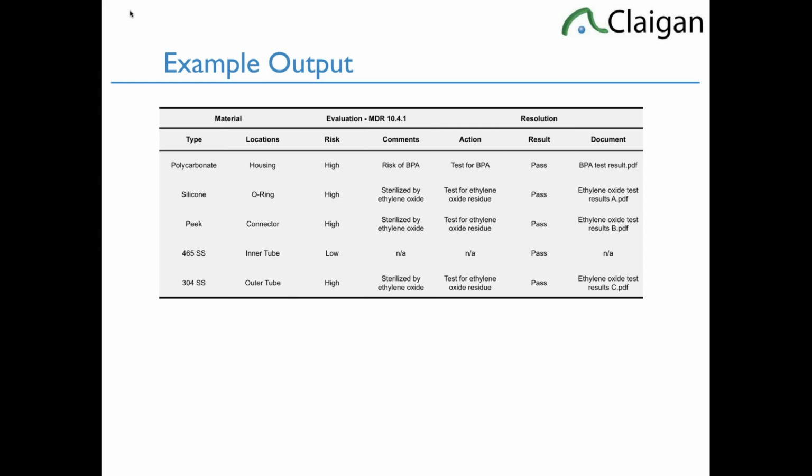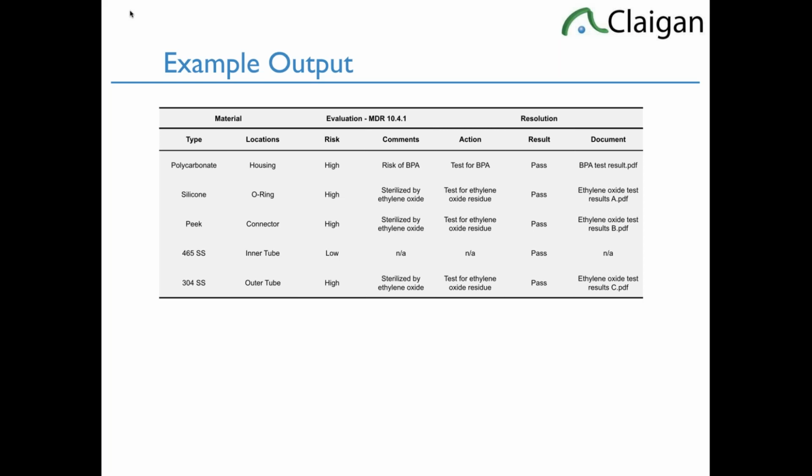And then what's the action? Oh, we got tests for BPA. Whether you do or your supplier provides the data, or test for ethylene oxide residue. And there's usual tests for that. And you might have all done it in one test. So on the right, you have what the result of your action was. Each one passed, and here's the document that supports it. And you know what? They can often all be the same document.